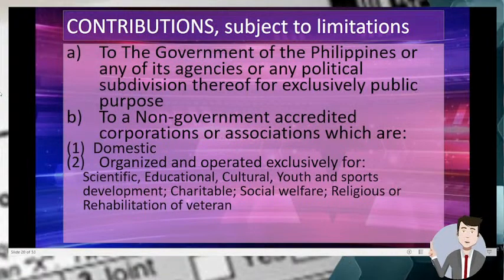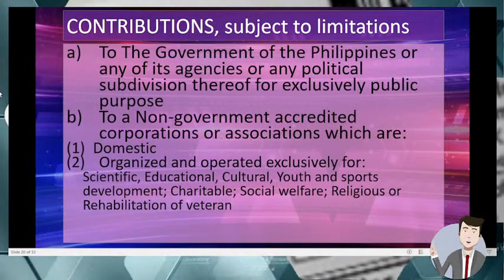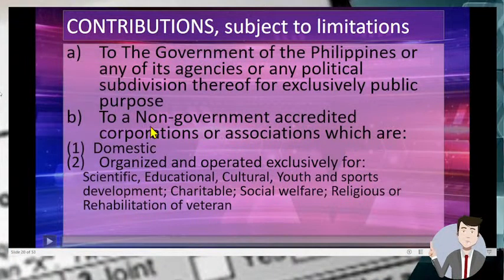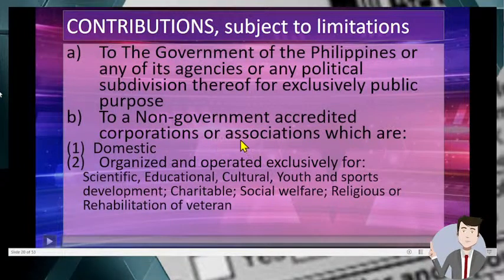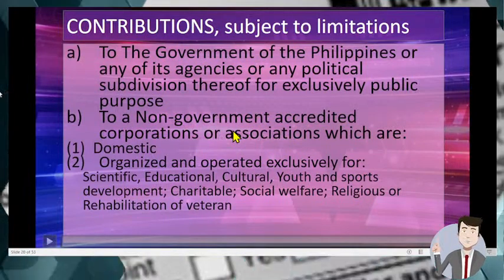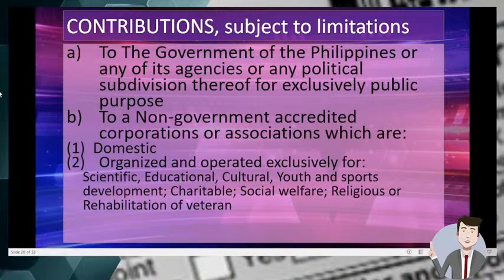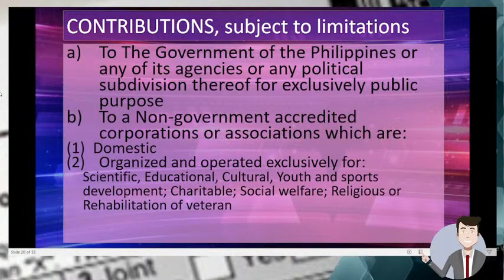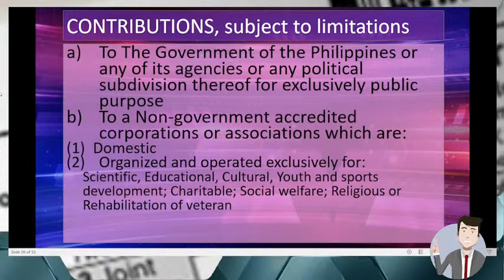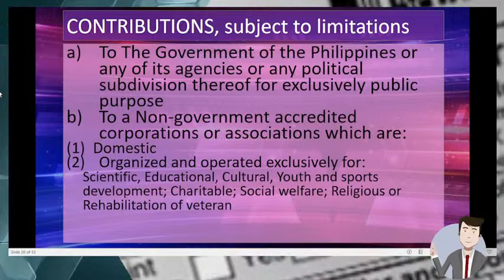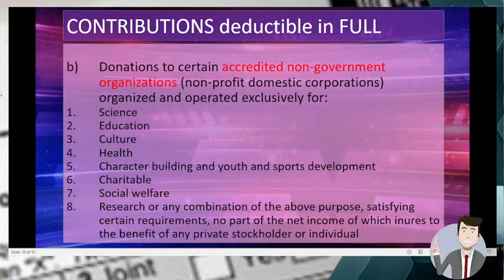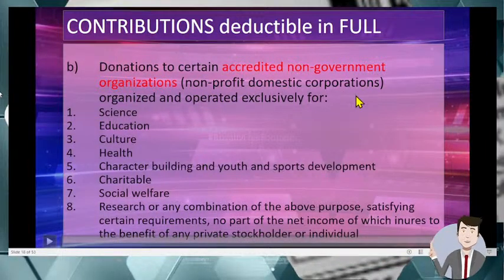So guys, the difference between letter B under subject to limitations and letter B which is deductible in full is the words non-profit corporation. Take note guys, these are non-government accredited corporations or associations only. In short, these are domestic corporations organized as stock corporations or for-profit corporations, guys. Take note, it is a for-profit corporation, unlike letter B earlier. Please take note. Let's review. Letter B is a non-profit domestic corporation.